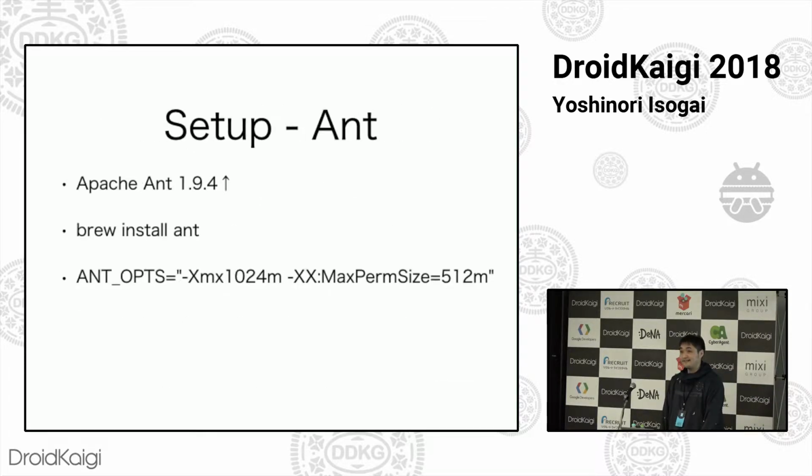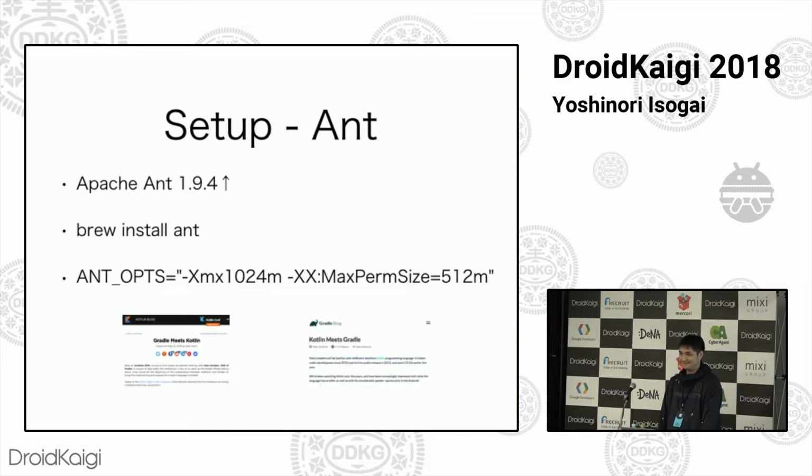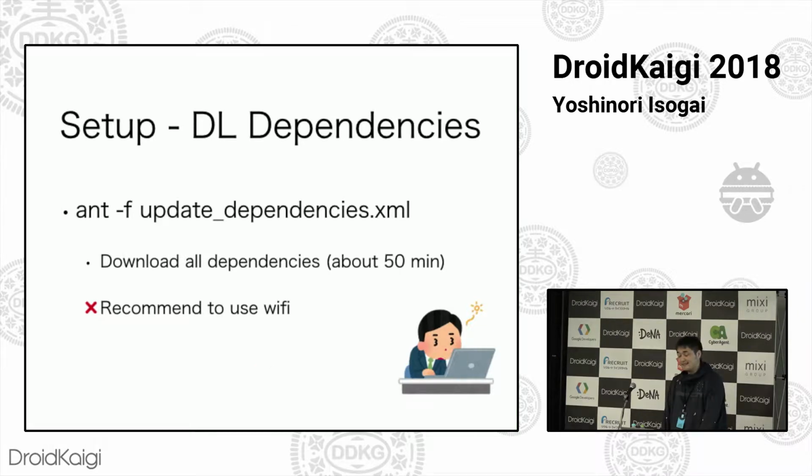And the next setting is Ant. Ant version must be higher than 1.9.4. If you use Mac OS, run the brew command, brew install ant. And in most cases, you need memory settings. So set the ANT_OPTS environment variable like this.